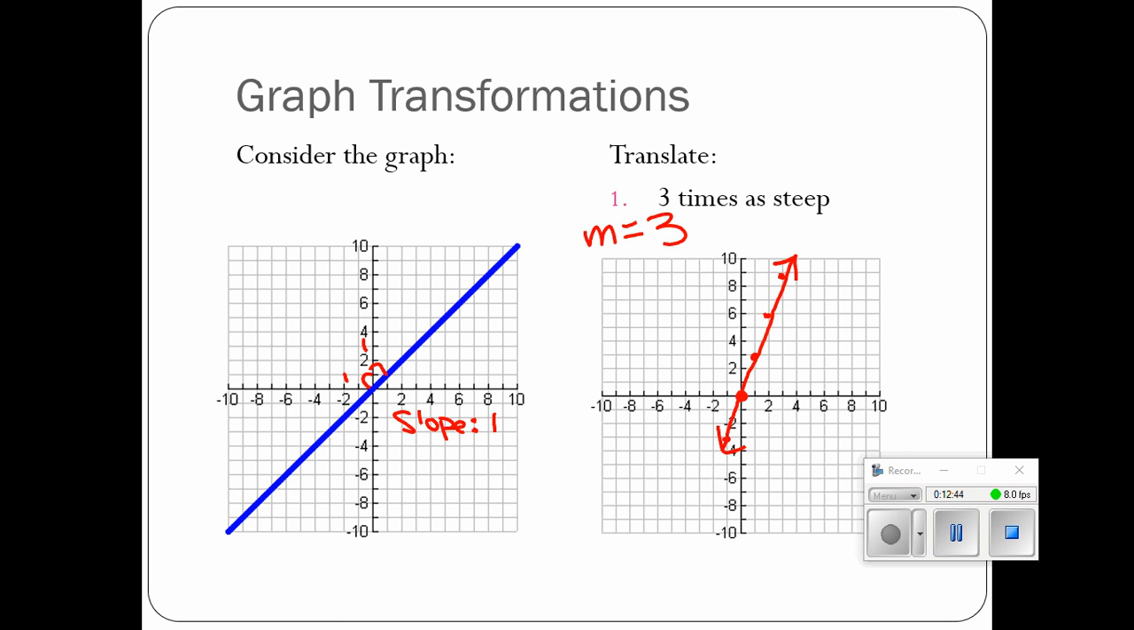Let's try the next one. This is your original graph. The slope is 1 over 1. Pick these 2 points, which is 1. So we're going to do 3 times as steep and draw a new graph there. So steep means slope, right? So slope is 1. So 1 times 3 is 3. So the new slope will be 3.